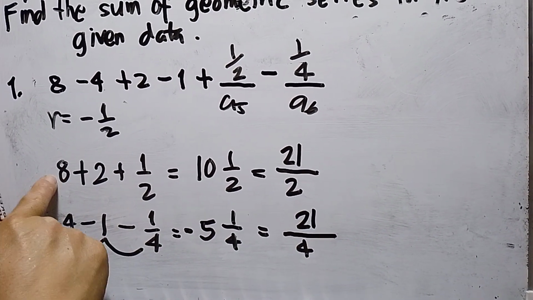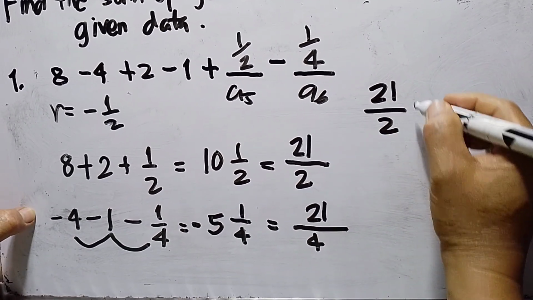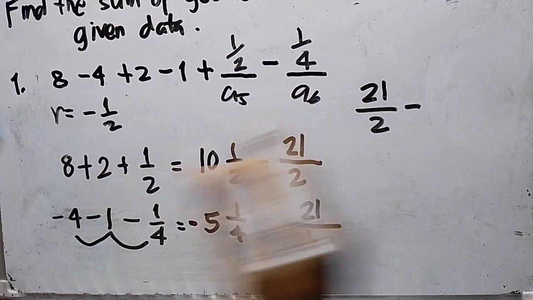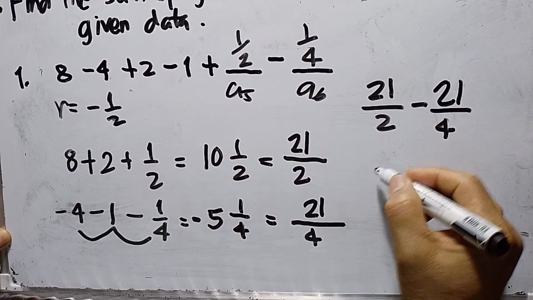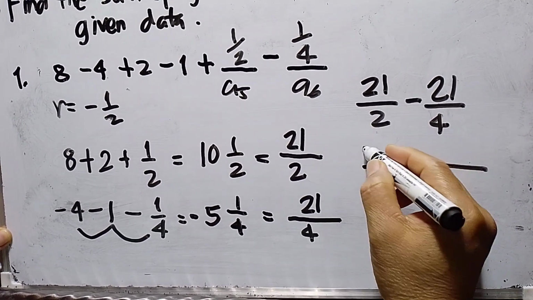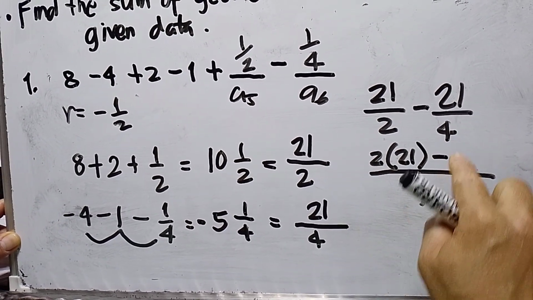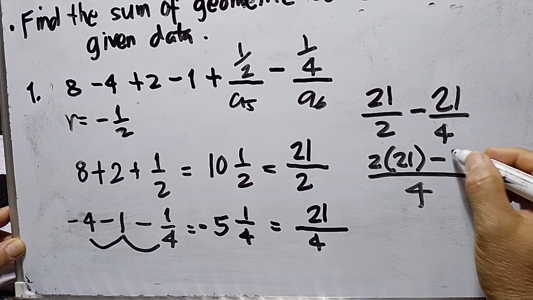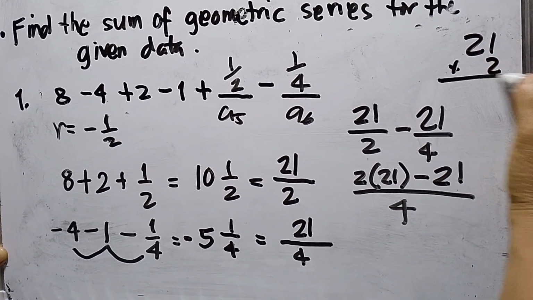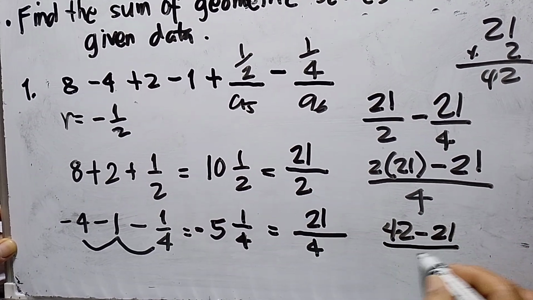Okay, since this is positive, we can have now 21 over 2 minus 21 over 4. So the LCD will be 4. So 4 divided by 2 is 2, then times the numerator, which is 21. Then 4 divided by 4 is 1, times 21 is 21. So what is 21 times 2? This is 42. So this will be 42 minus 21 over 4.